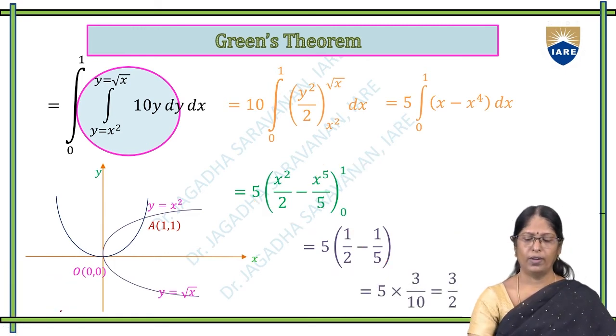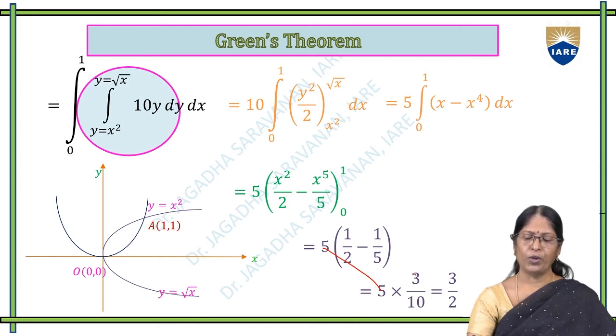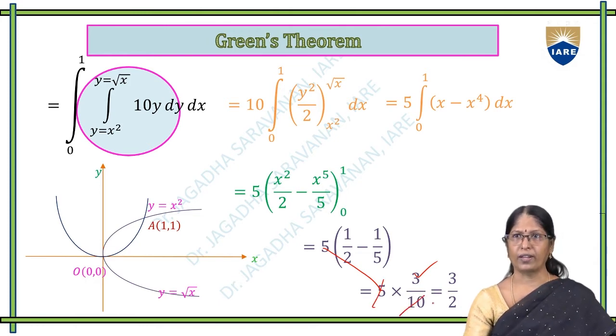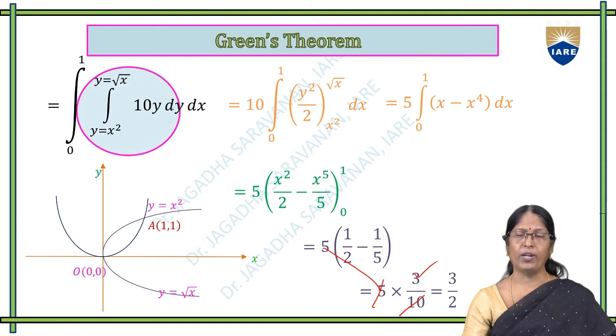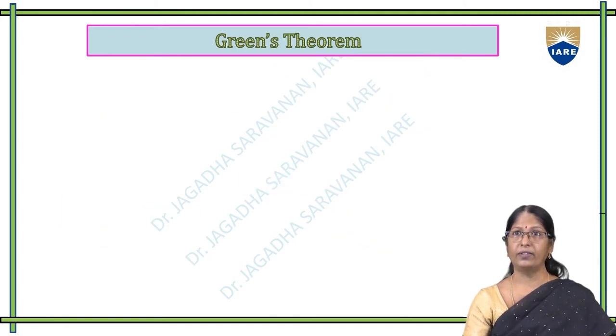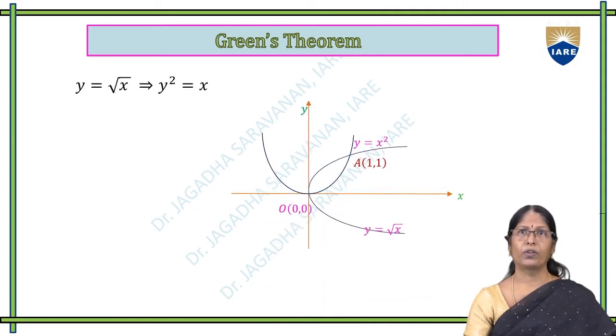So now the 5 is as it is. 1 by 2 minus 1 by 5. Taking the LCM, we get 3 by 10. Again for the simplification, 5 and 10 we cut, so we get 3 by 2. So using the Green's theorem formula, we simplified the right hand side and got the result 3 by 2.